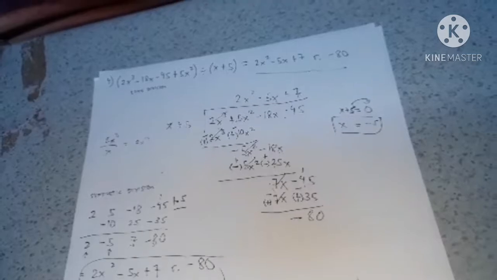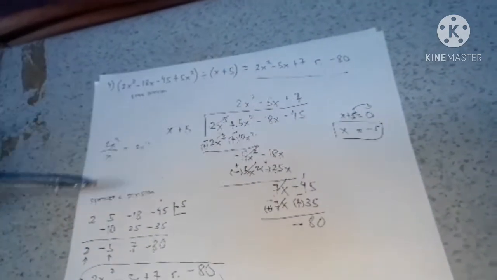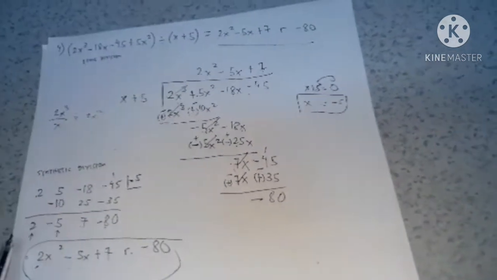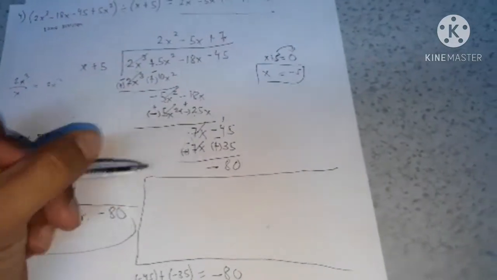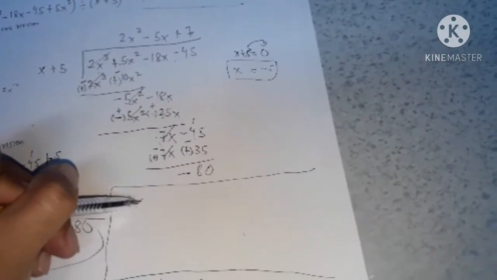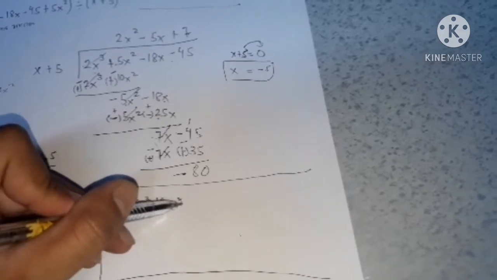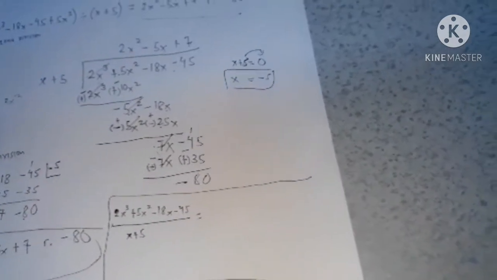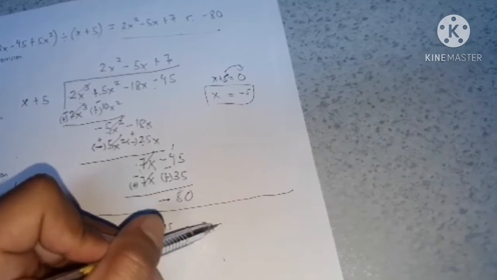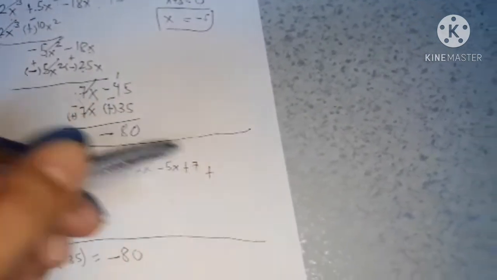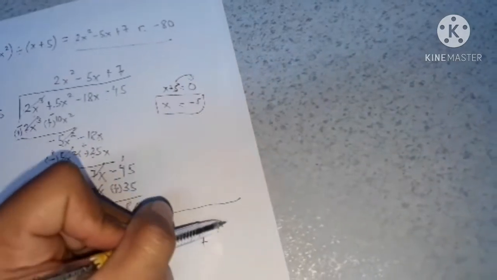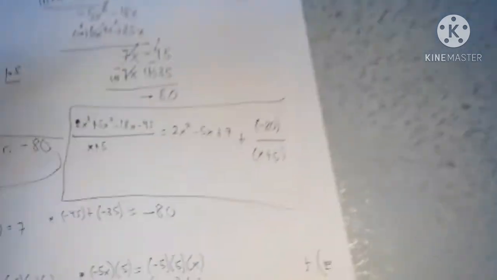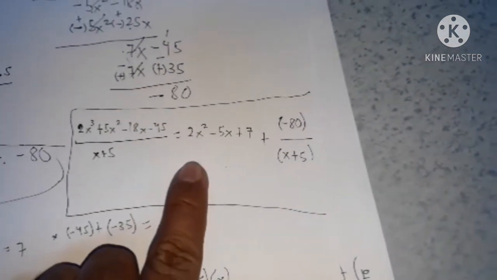And much. So, 2x squared, negative 5x, 7, na constant term, 7, and then negative 80. Anyway, ang usual way ng pagsulat nito is dividend divided by the divisor is equal to the quotient plus the remainder. So you have negative 80 divided by the divisor. So, isinusulat natin sa gantong form ang sagot.